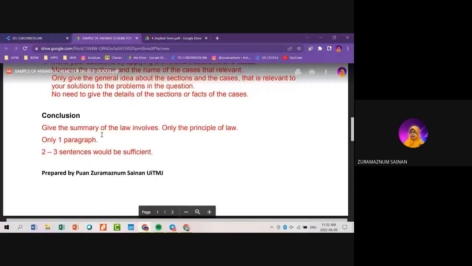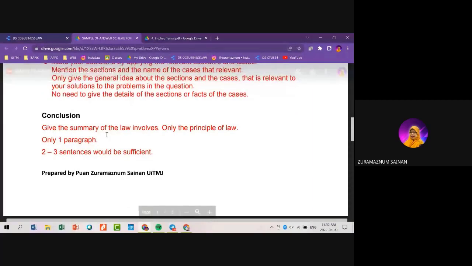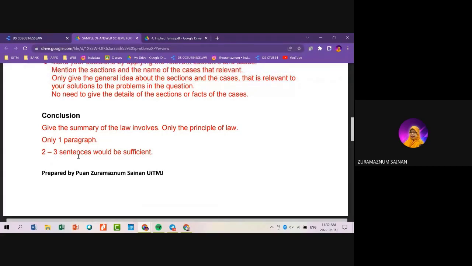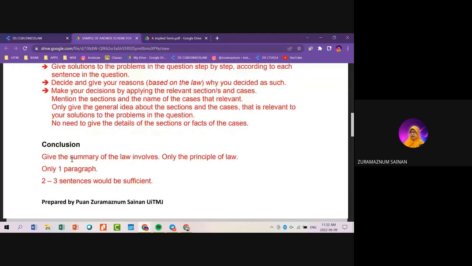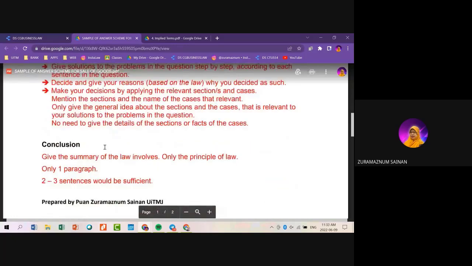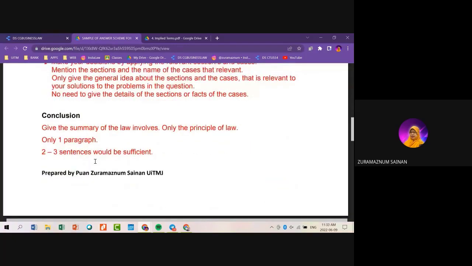Summary of the law involved. Only the principle of law. Cukup one paragraph. Only 2 to 3 sentences would be sufficient. 2-3 ayat je. Apa dia? Ringkasannya. In conclusion. Cara nak buat conclusion ialah you tak ada lagi dah sebut-sebut nama orang ataupun the parties involved. You cuma kata in conclusion, as a summary ataupun to sum up. Tak kisahlah ayat awak nak mula macam mana.